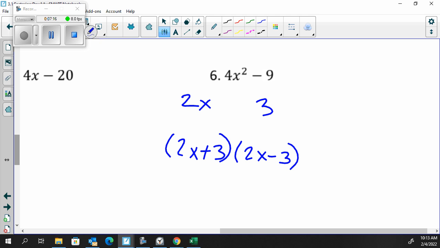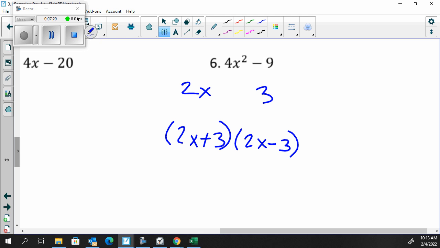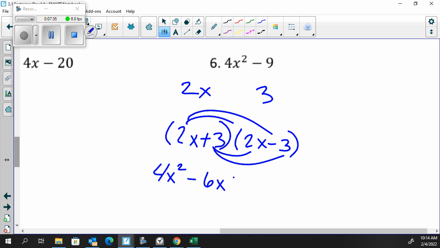You want me to prove it to you? Let's multiply this out real quick. Double distributing. If you don't remember how to do this, that's okay. We're going to do it more later. 2x times 2x is 4x squared. 2x times negative 3 is minus 6x. 3 plus 2x is plus 6x. 3 times negative 3 is minus 9. These things cancel. 4x squared minus 9.